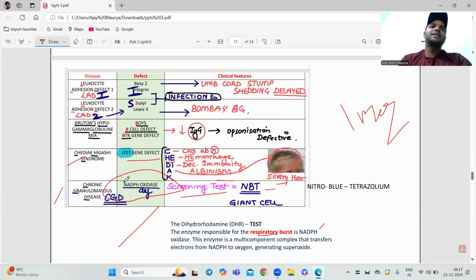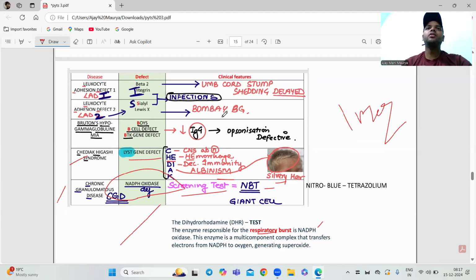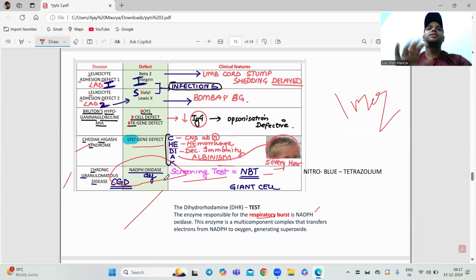Bruton's hypogammaglobulinemia is seen in boys only. It is a B cell defect. It is due to the BTK gene defect. Please remember, guys, this one, Bombay blood group also. Study this table. One MCQ is sure.